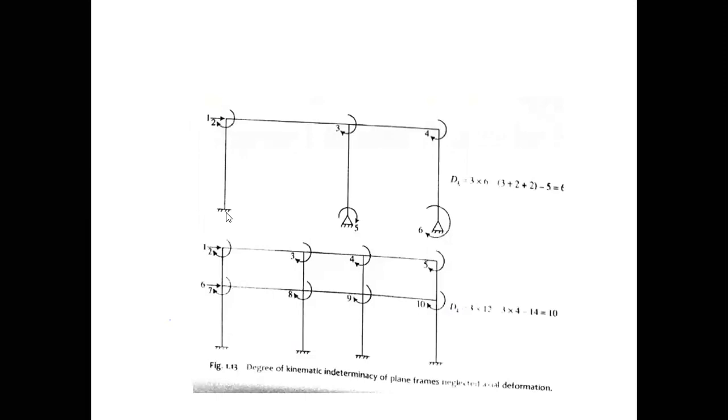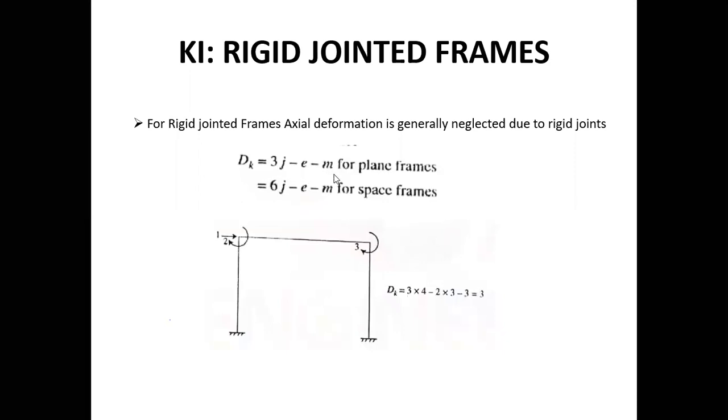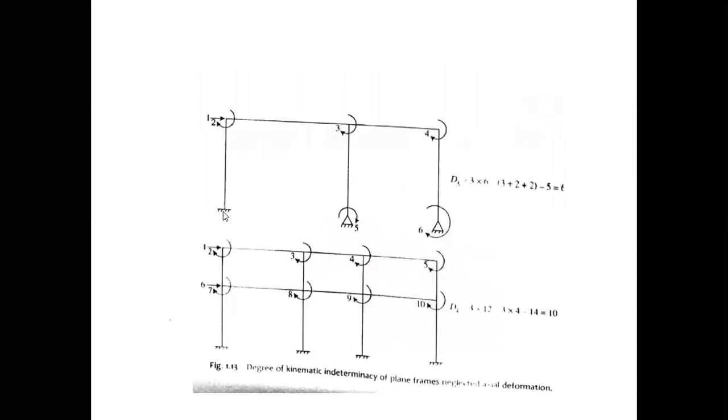This is another example. In this case, I'll quickly, I'll not write down the formula again. You can see one more time, 3j minus e minus m for a plane frame and 6j minus e minus m for a space frame. So the number of joints here are 1, 2, 3, 4, 5, 6. 6 joints, so 3 multiplied by j, where j is the number of joints, and that is 6 over here. Minus e, e is the number of reactions, that is 3 over here, 2 over here, 2 over here. That is why it is 3 plus 2 plus 2. It is subtracted from this term, and minus m. M is the number of members.